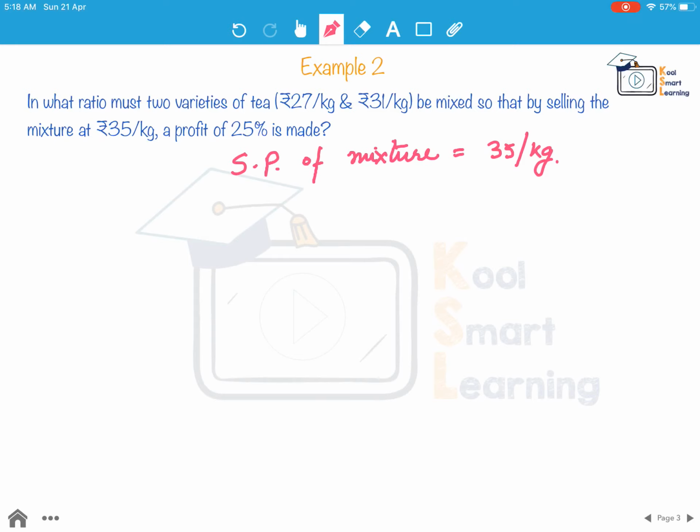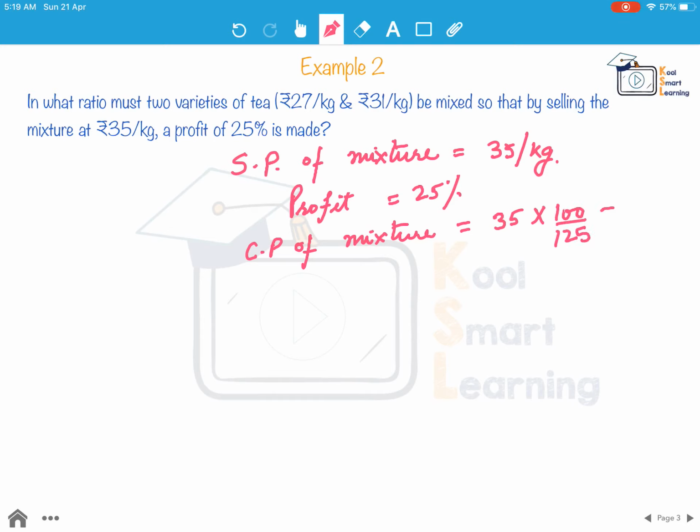So we'll first have to find out the cost price, and the profit is given to be 25%. So we can calculate the cost price of the mixture by the formula: the cost price is given by selling price 35 into 100 by 125. So that comes out to be 28 rupees per kg. So this is the cost price of the mixture.